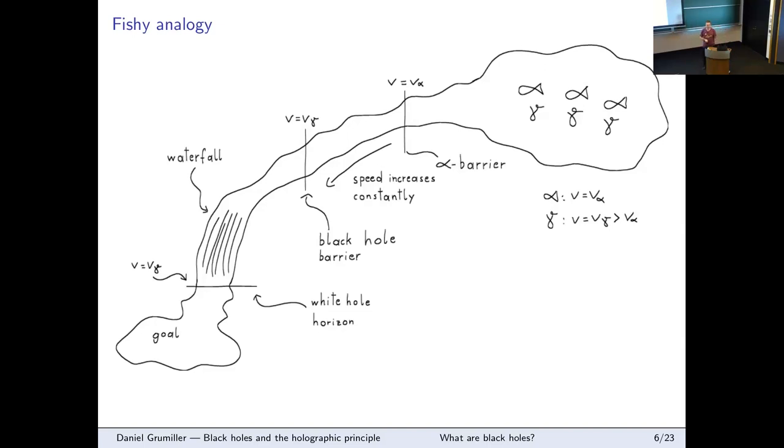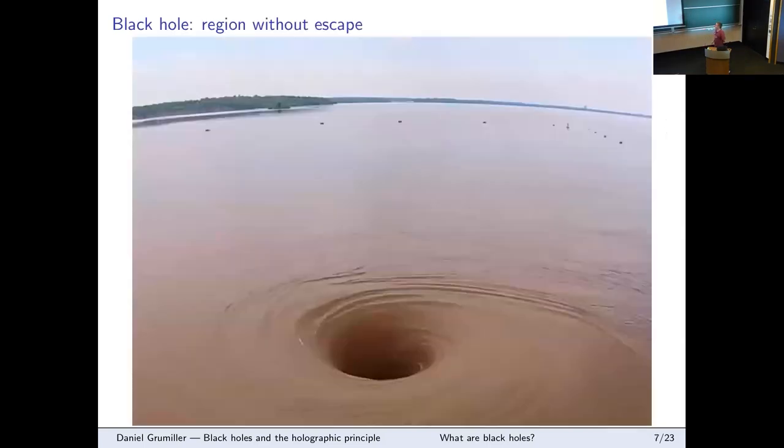Any other question? All right. So in one simple phrase, a black hole is a region without escape, like a vortex in a lake.